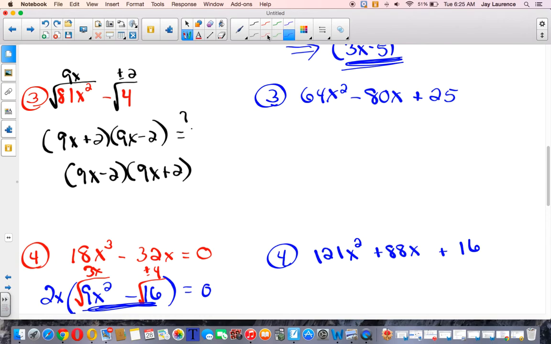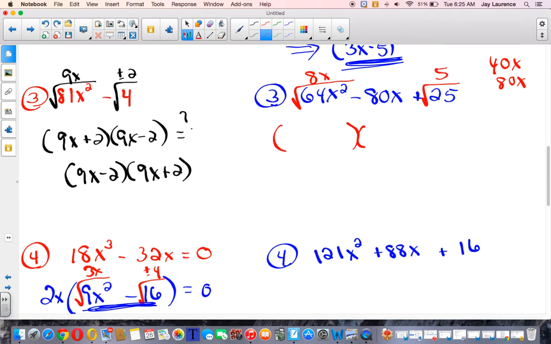Okay, here comes my solution. Hopefully you've already done problem 3. I'm going to check and see if it is a perfect square trinomial. So I'm going to get 8x. And that's going to be 5. When I multiply together, I'm going to get 40x. If I double 40x, I get 80x. It is a perfect square trinomial.